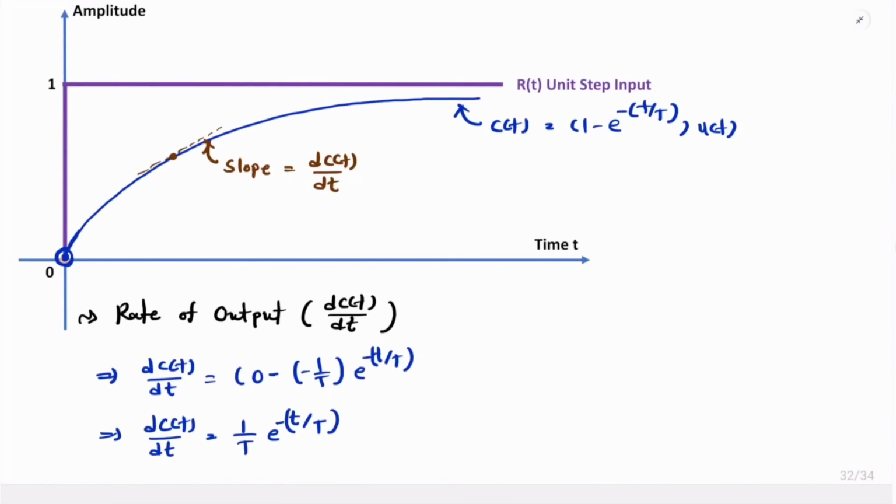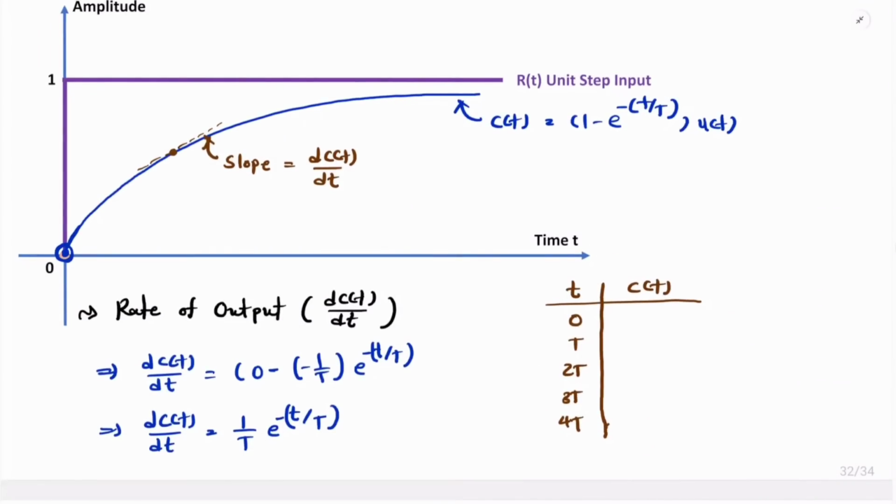See, here I'll make a table first. In the table, I will identify the value of C of t with respect to time. So here I'll consider t equals 0, t equals capital T, t equals 2T, t equals 3T, and t equals 4T, right? And I'll substitute these in this equation. So at t equals 0, 1 minus e to the power 0 means 1 minus 1, that will be 0. So output will be 0 over here.